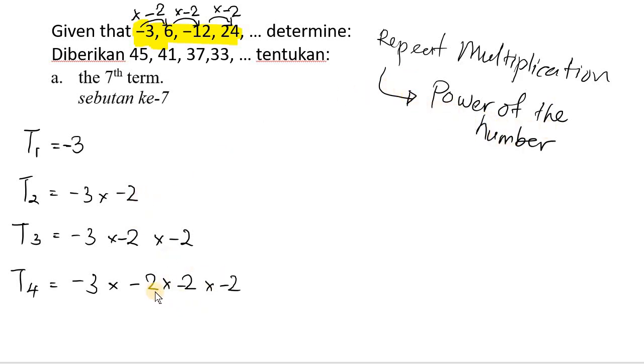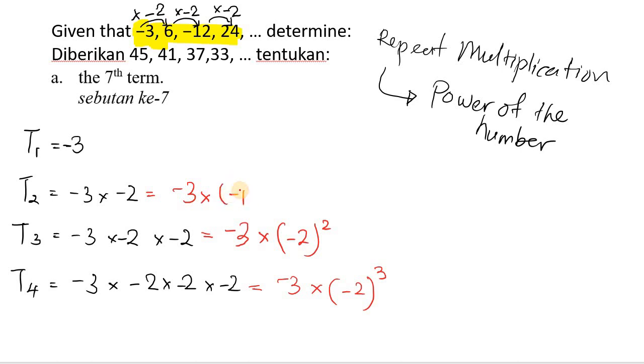So for example, I have repeated 3 times multiplying by negative 2. So this one is equal to negative 3 multiplied with negative 2 power of 3. Then this one is repeated 2 times, so it becomes negative 2 power of 2. This one is 1 time only, so power of 1. Then this one has nothing, that means 0, so negative 3 multiplied with negative 2 power of 0.